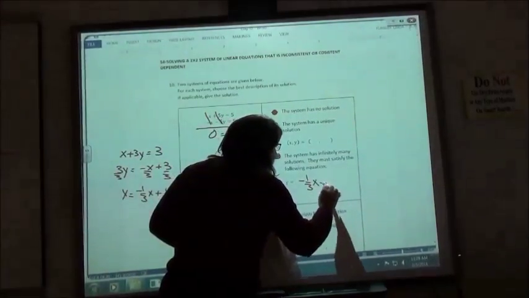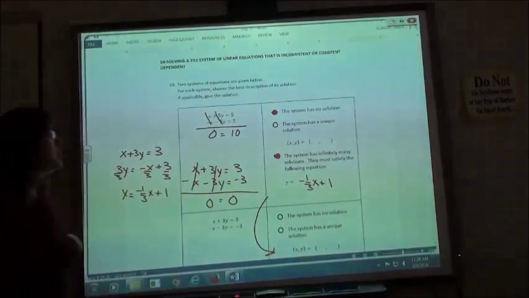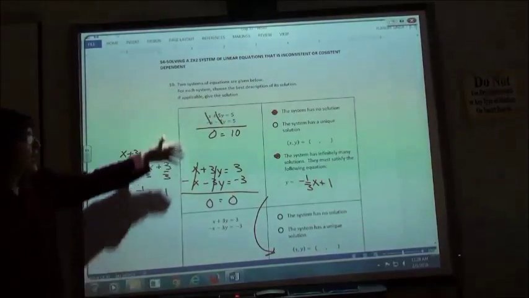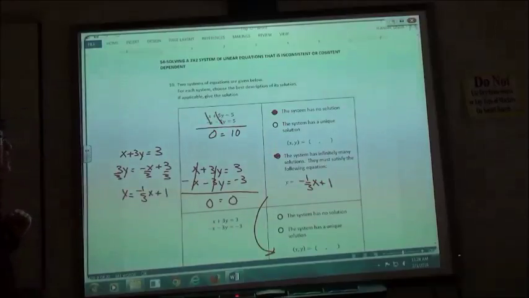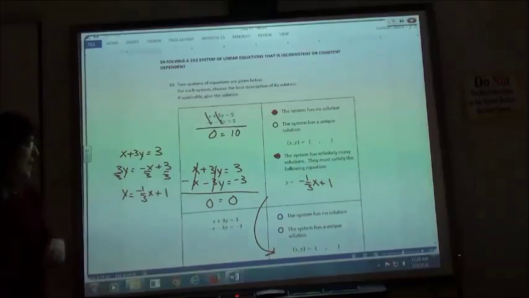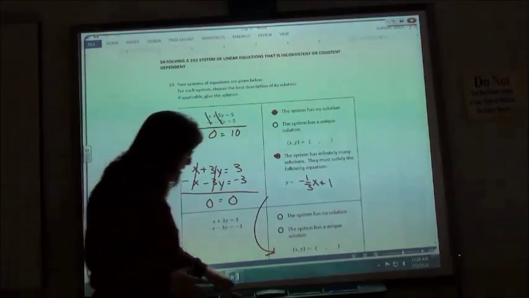They're going to have you type that in over here for the equation. So your top one, you have no solution. The bottom one, the system has infinitely many solutions and must satisfy the equation y equals negative 1/3 x plus 1.